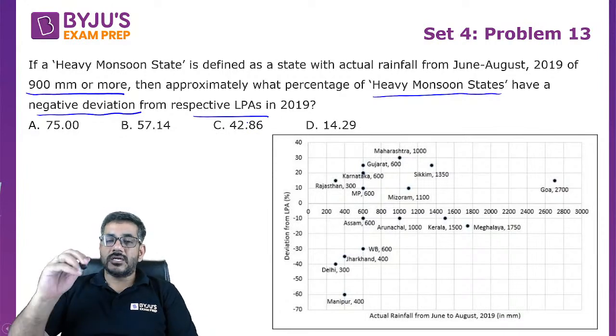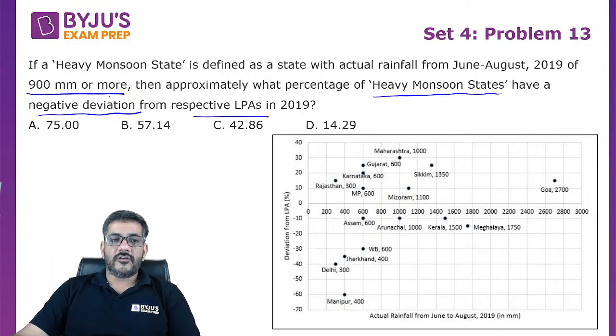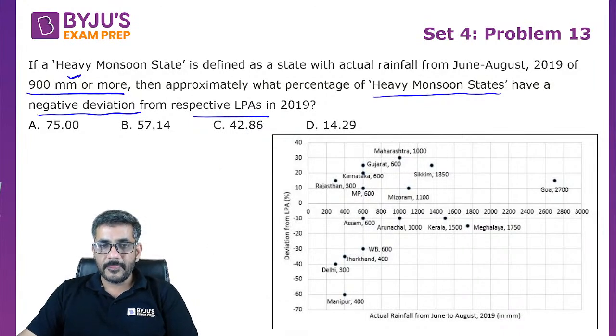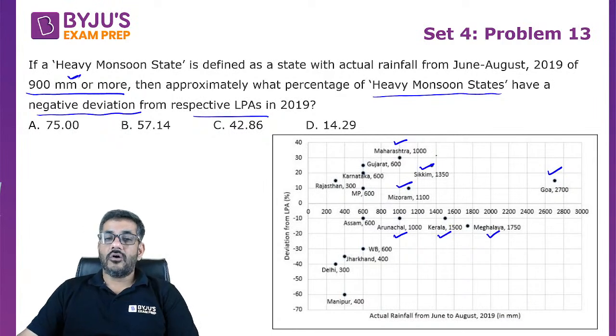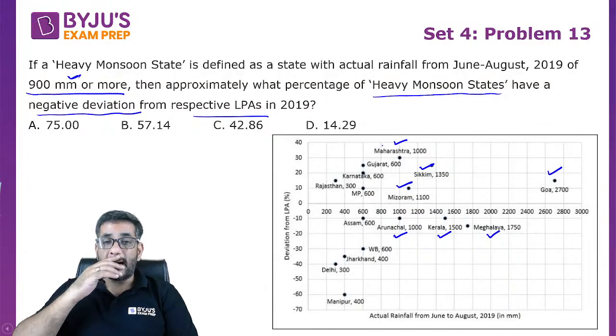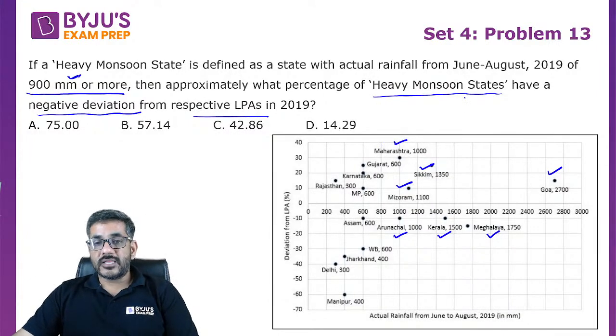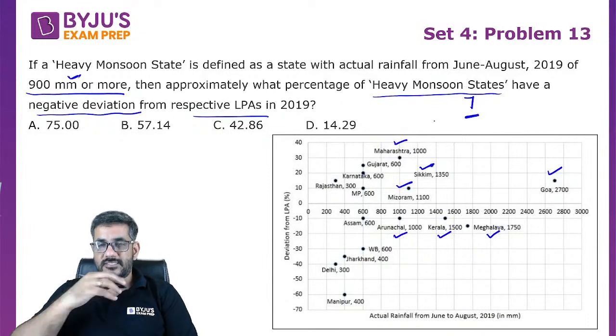So the first thing: what are the heavy monsoon states for which 900 mm or more is the actual rainfall? Which ones are they? One is Maharashtra, Sikkim, Mizoram, Arunachal, Kerala, Meghalaya and Goa. They all have a rainfall of 900 mm or more. So that means they all are heavy monsoon states. So there are 7 heavy monsoon states.